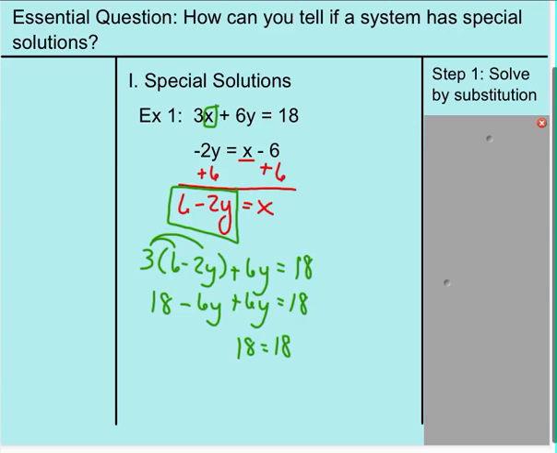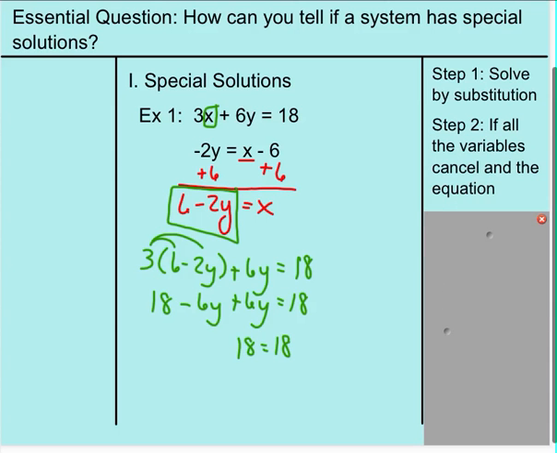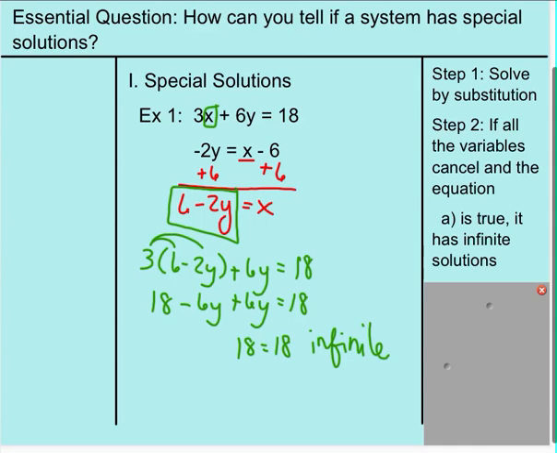So a special solution to a system occurs when the variable disappears and you're left with just numbers. So here's how you can tell which type it is. Is it infinite or is it no solution? If all of the variables cancel and the equation is true, it has an infinite number of solutions. Our equation is 18 equals 18. That is true, so we have an infinite number of solutions. When the equation is not true, so something like 0 equals 18, that would be no solution.